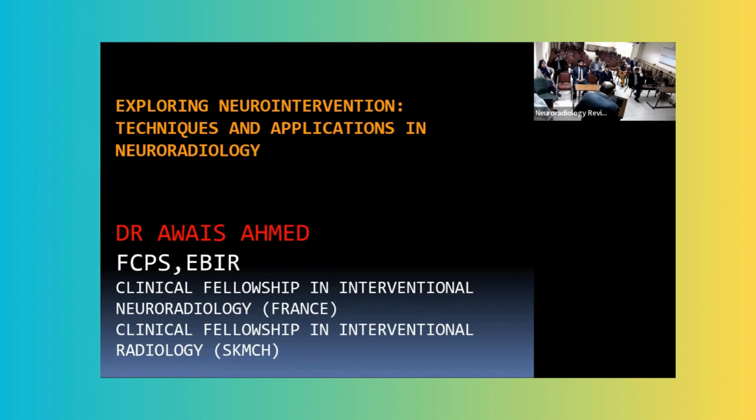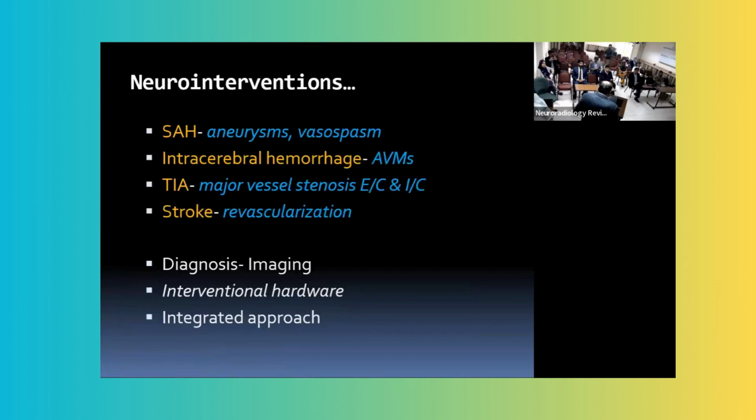Neurointervention is a broad topic, but I will be summarizing some of the basic techniques and its applications in neuroradiology. Neurointerventions deal with treatment of multiple conditions like subarachnoid hemorrhage. One of the most common causes is the aneurysmal bleed. It also deals with the treatment of AVMs leading to intracerebral hemorrhage.